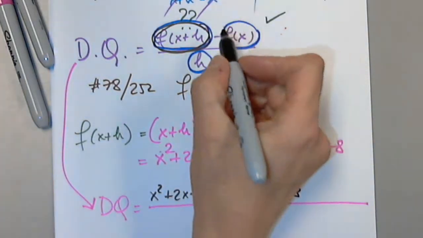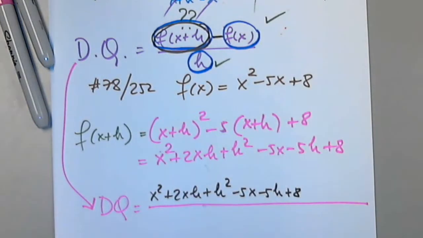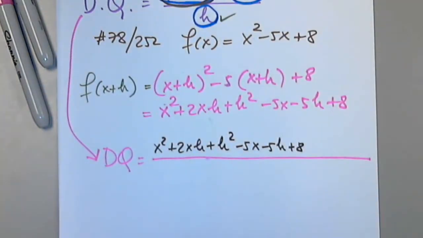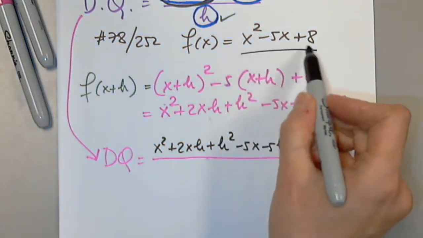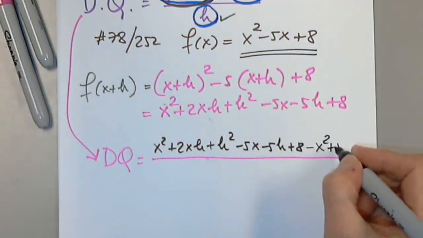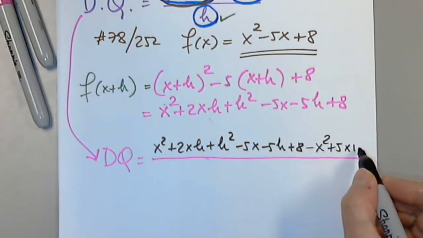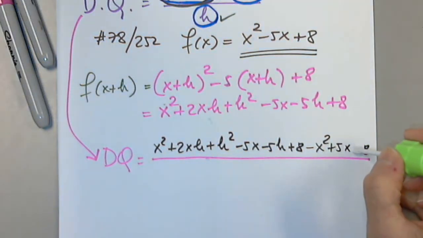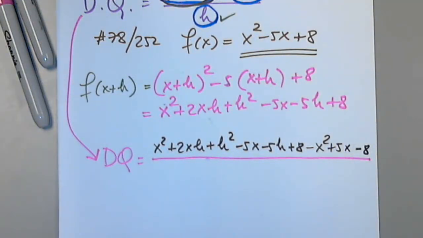Only now I reach this symbol. Minus f of x. Can anyone dictate? This is our f of x, and I want minus f of x. Negative x squared plus 5x minus 8. Good. And the denominator now. Very good.